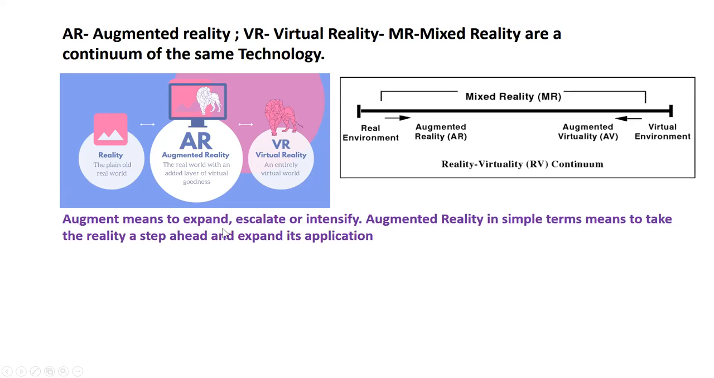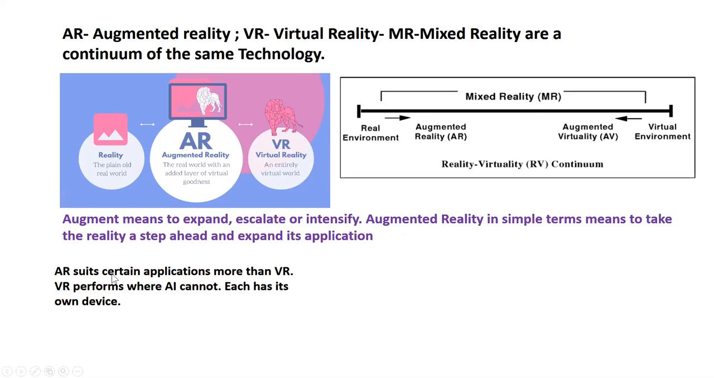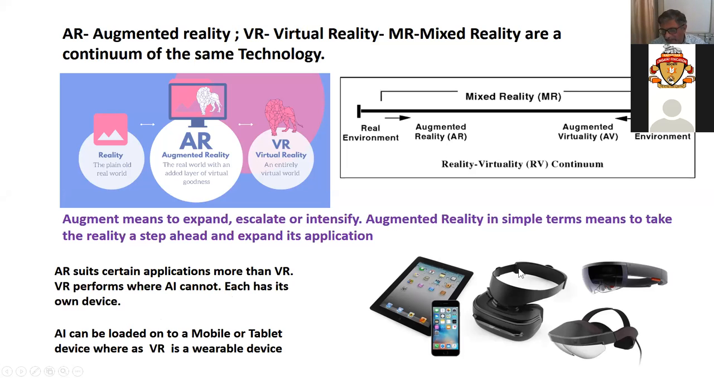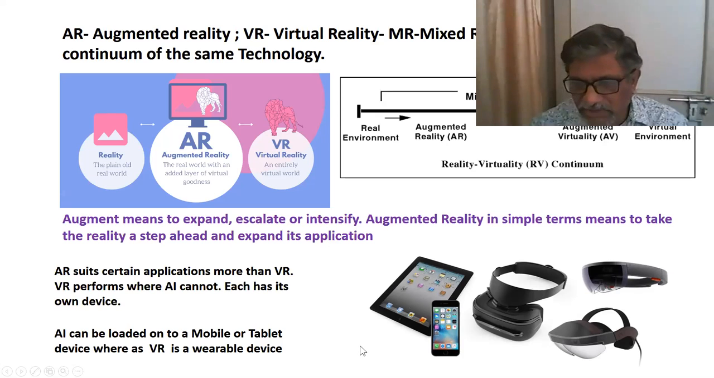Augmented: what does it mean? Augment means to expand, to escalate, or intensify. Augmented reality, in simple terms, means to take reality a step ahead and expand its application. That's exactly what we do in this field. AR suits certain applications more than VR, and VR performs where AR cannot. Each has its own device, its own purpose, its own potential. AR can be loaded onto mobiles or tablets and other devices, whereas VR is a dedicated wearable device. So the device also matters in the definition of AR, and this side on the right is VR, virtual reality.